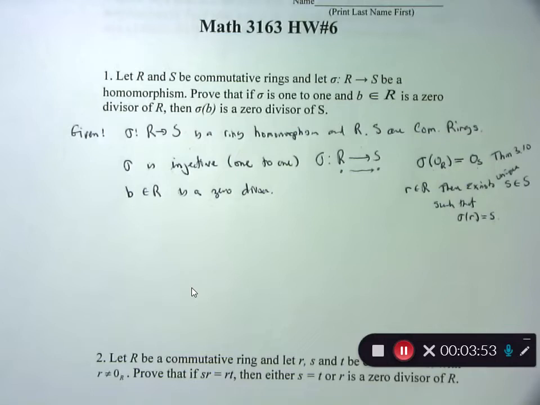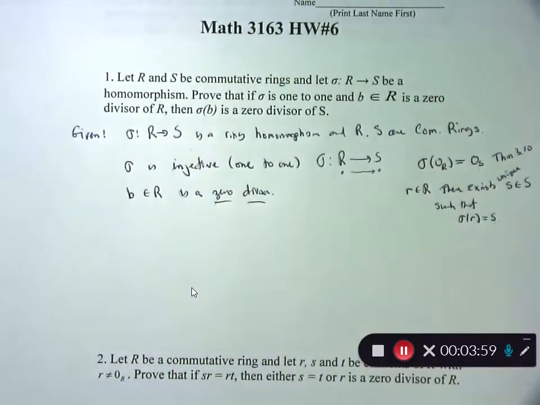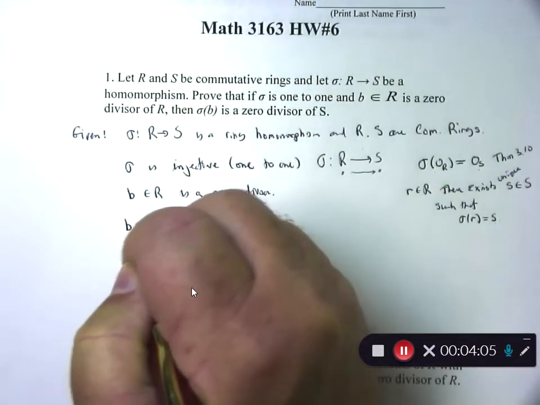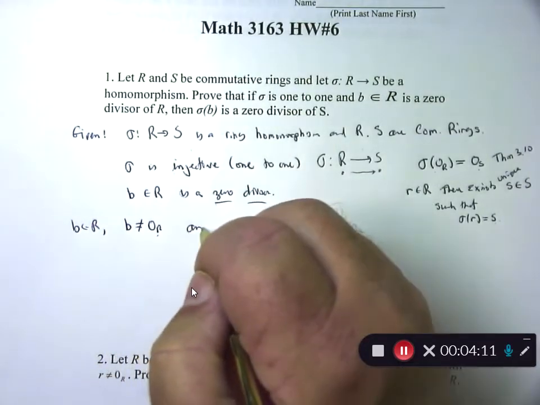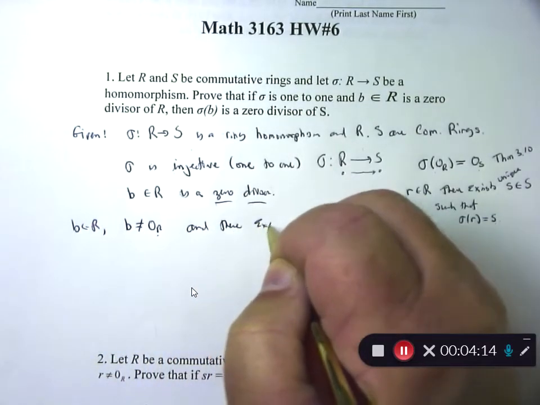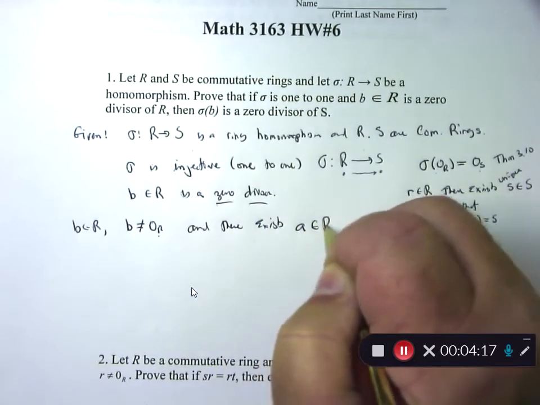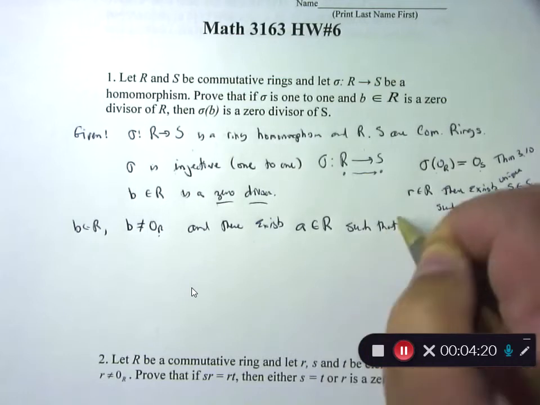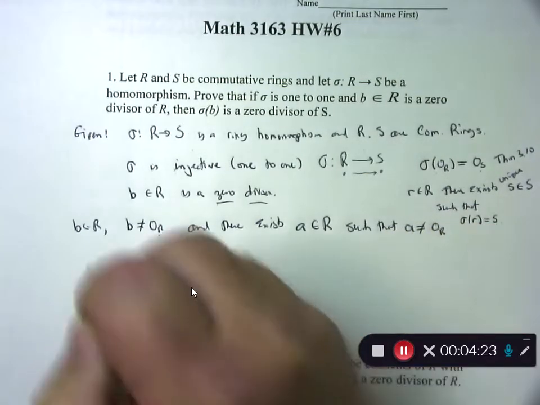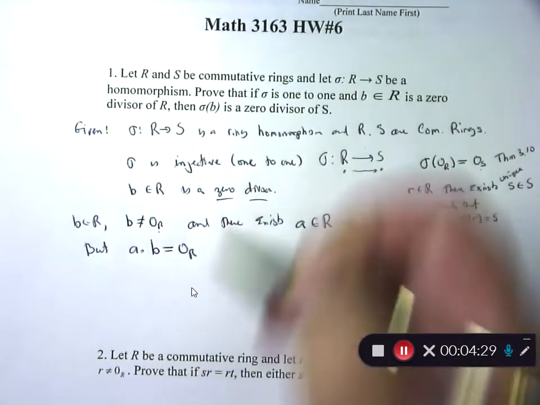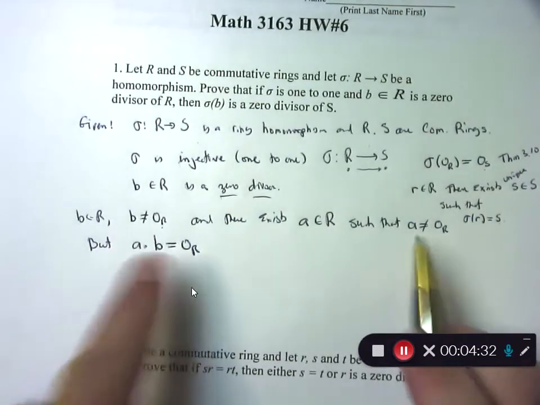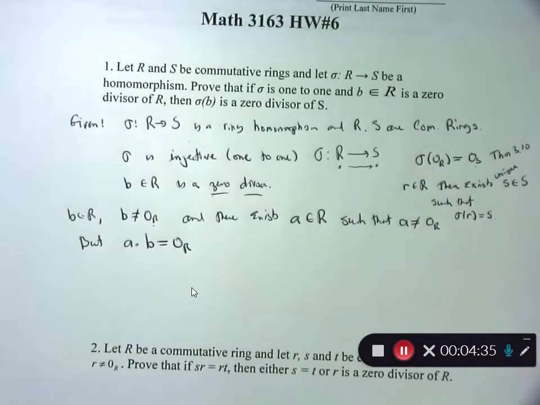The big one is that B, an element of R, is a zero divisor. Let's talk about your definition of zero divisor. It is very straightforward. First off, B is an element of R, B is not equal to 0_R, and there exists, pick your favorite letter, we'll call it A, an element of R, such that A is not equal to 0 in R, but A times B does equal 0 in R. It's two non-zero elements multiplied together to give me 0. That's the definition of a zero divisor.